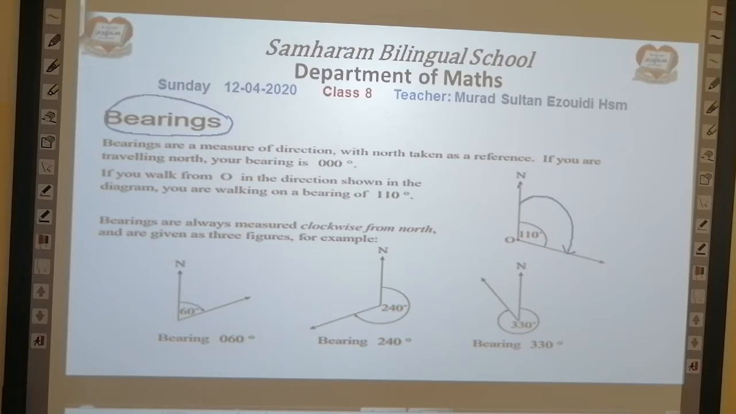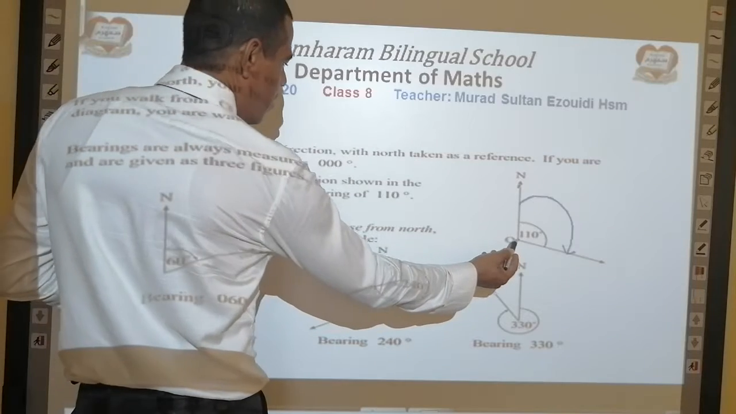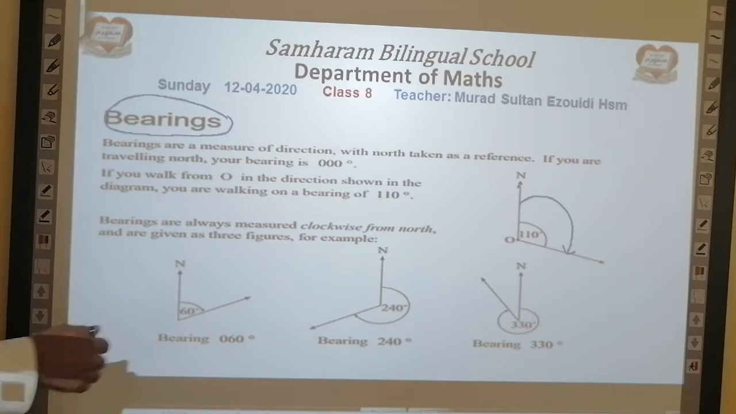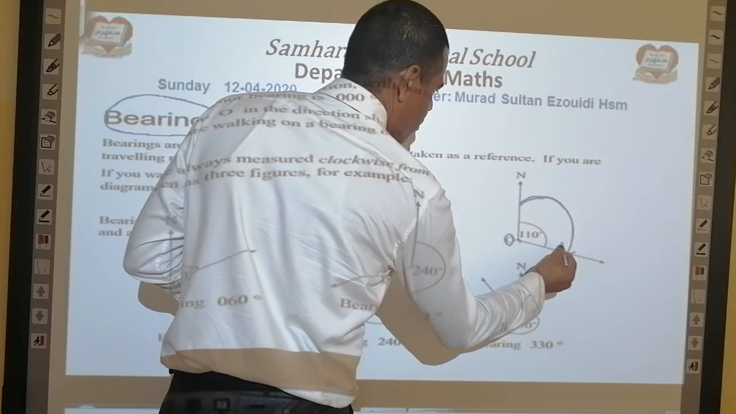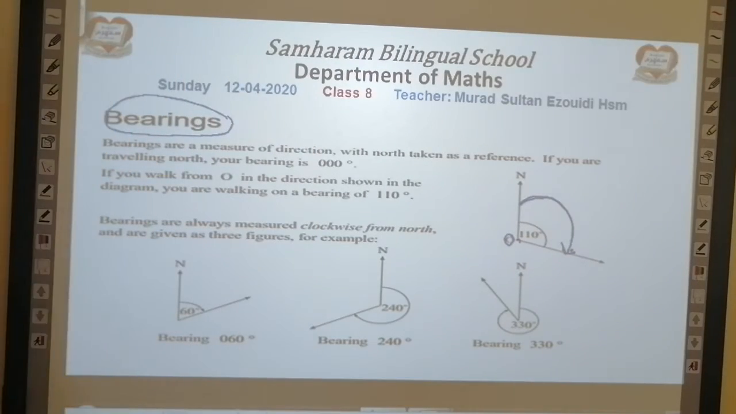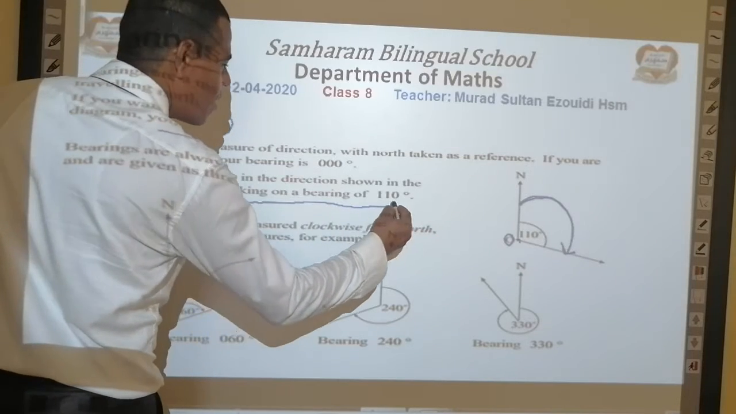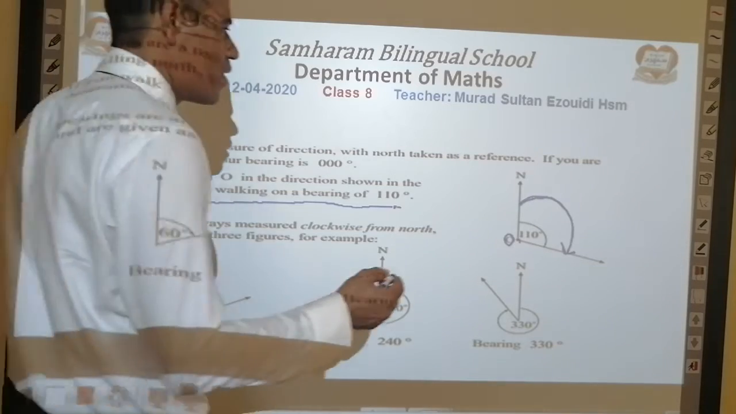Then if you are walking from the point O in the direction shown in the diagram, what is your bearing? You are walking on a bearing, meaning at an angle of size 110 degrees. So you are walking on a bearing of 110 degrees.